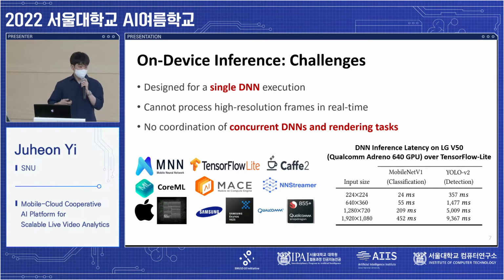There have been a lot of attempts to release on-device AI frameworks to run these deep neural networks on mobile devices, but we analyzed that they are quite limited for these emerging MR applications. Specifically, they are mostly designed for a single DNN execution, and they cannot process very high-resolution videos in real time, not to mention that they cannot coordinate concurrent DNN executions and rendering tasks altogether.